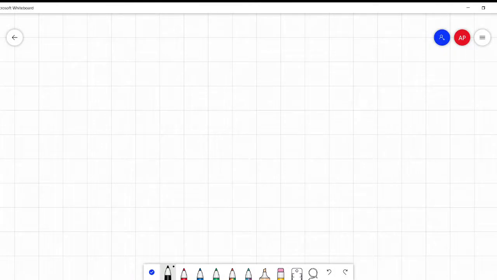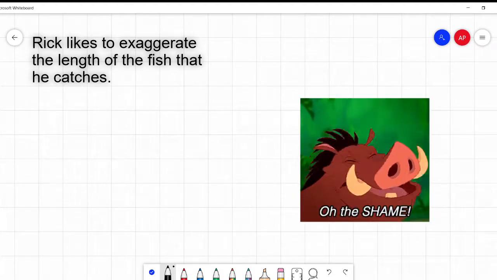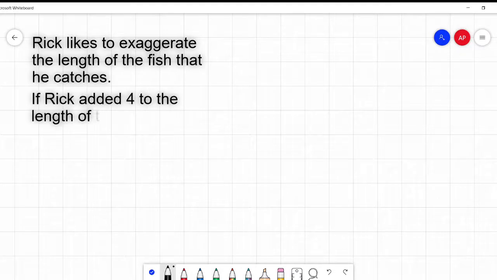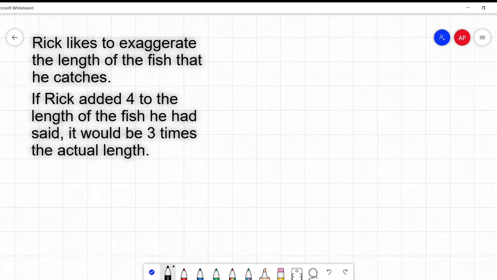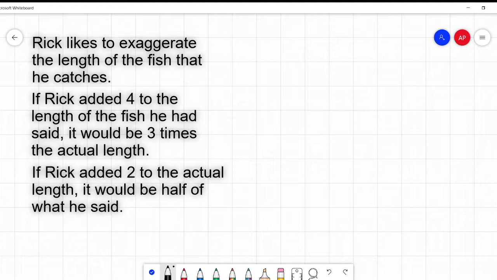So here it goes. Rick likes to exaggerate about the length of the fish that he catches. Shame on you, Rick. Lying's no good. If Rick added 4 to the length of the fish that he had said, it would be 3 times the actual length. If Rick added 2 to the actual length, it would be half of what he said. How long was the fish?